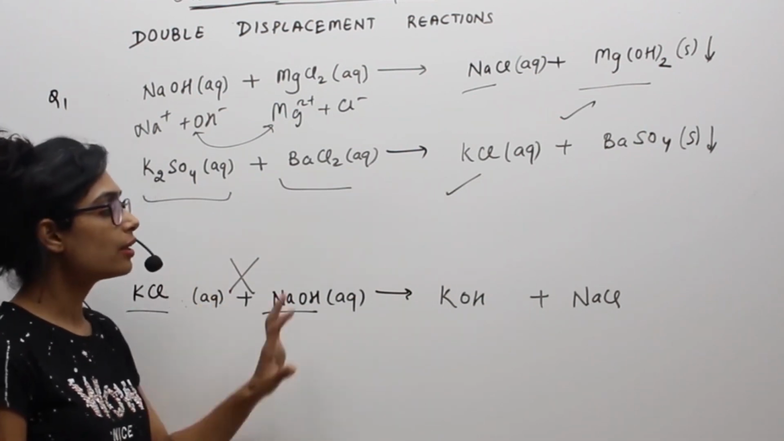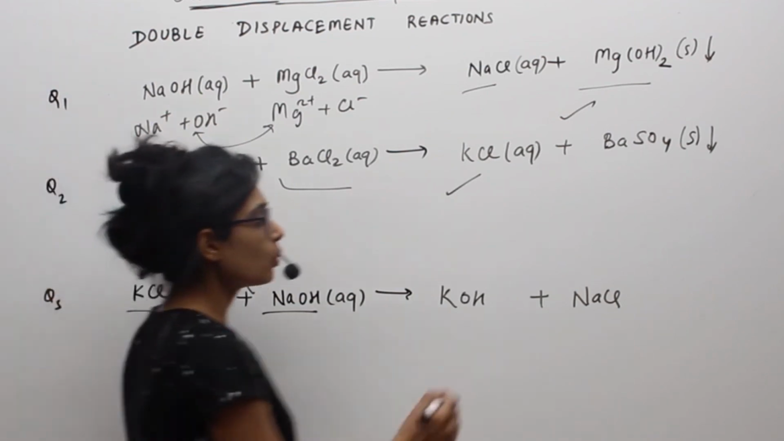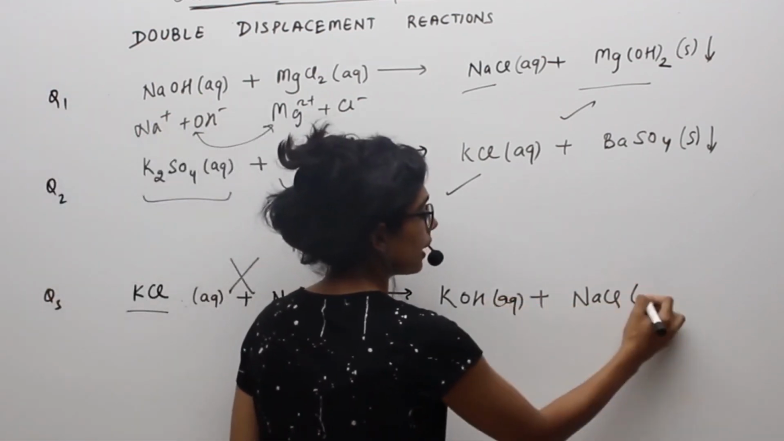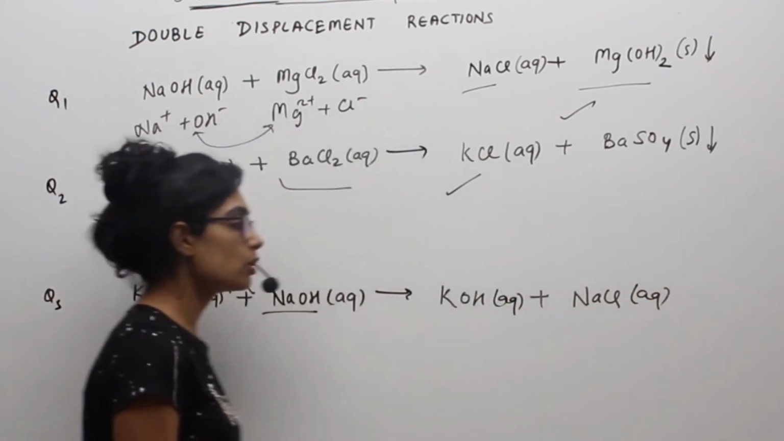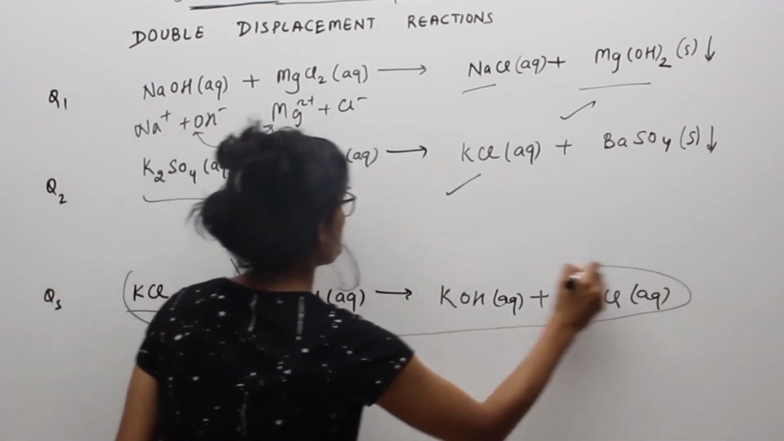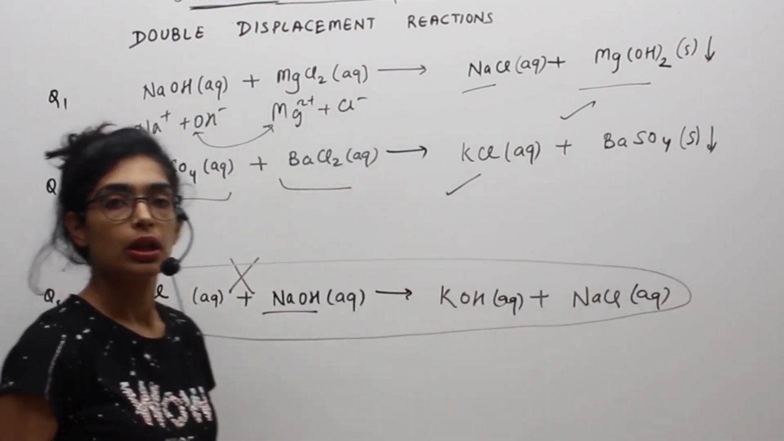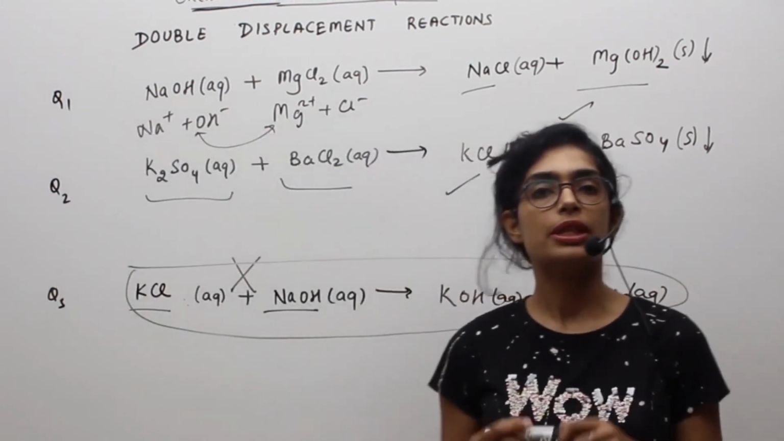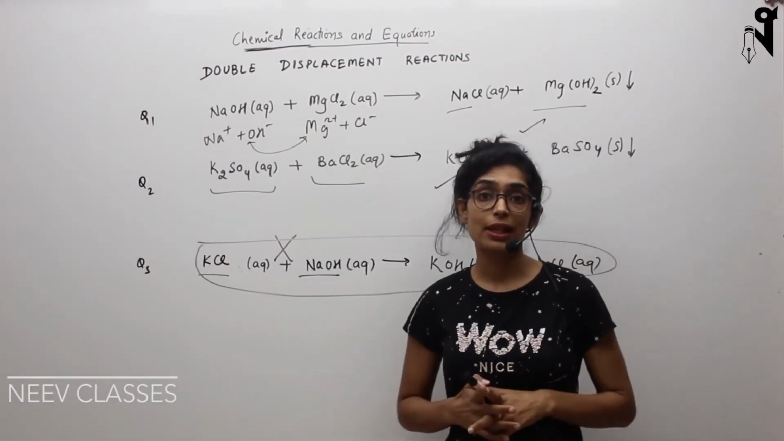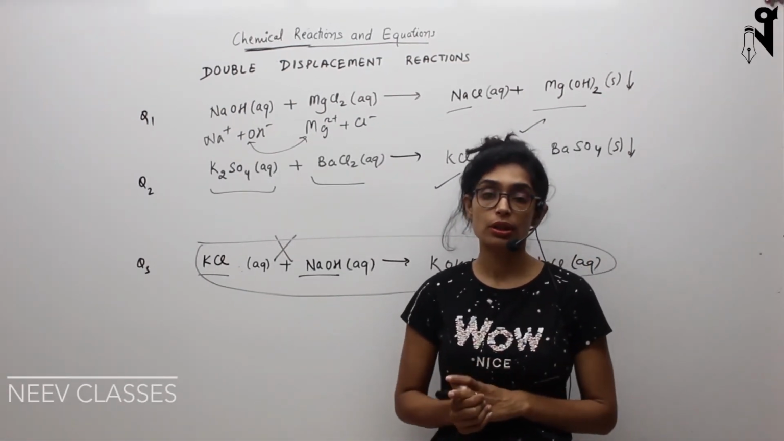So you have to identify the reactions very, very carefully because both of these will be in the aqueous form. Hence we can't call it a double displacement reaction. So this is not a right reaction. So I hope you would have understood how double displacement reactions take place and what is the criteria for a reaction to do a double displacement reaction.